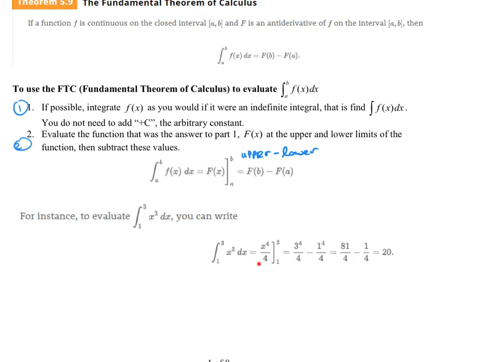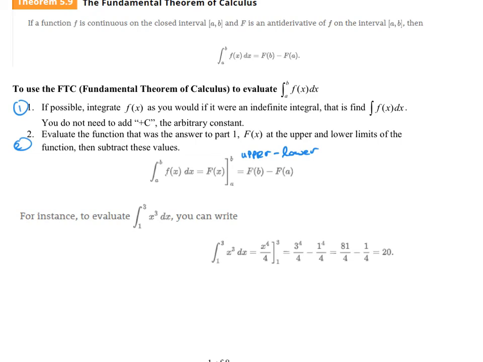So what do we do? We take the answer, which was x to the 4th over 4. We plug in the upper limit, which is 3, so that would be 3 to the 4th over 4, minus we plug in the lower limit, so that would be 1 to the 4th over 4. So that's 81 fourths. 3 to the 4th is 81, and 1 to the 4th is 1. So that's 81 fourths minus 1 fourth, which would be 80 fourths, which simplifies to 20. So what's the area beneath the curve of x cubed on the interval 1 to 3? The answer is 20.